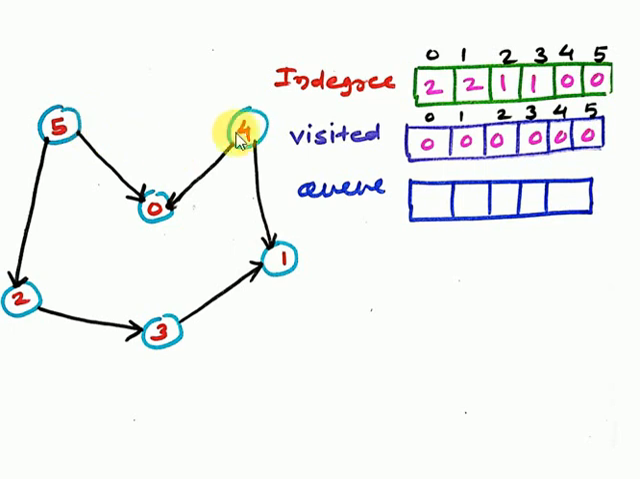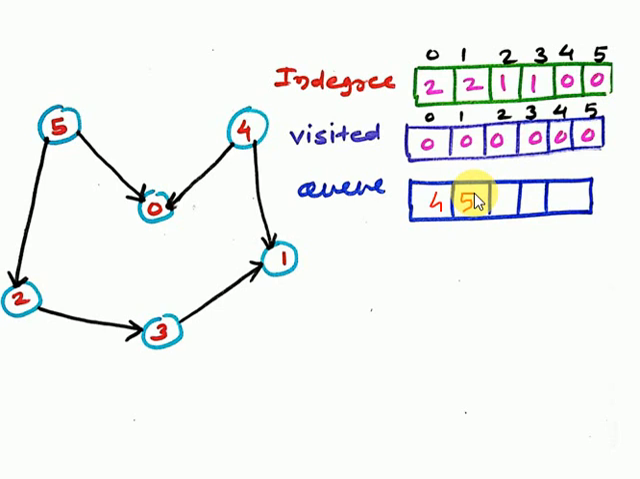So the in-degree of 5 is 0, 4 is 0. The in-degree of 2 is 1, 3 is 1, and that way. The in-degree of 1 is 2, and the in-degree of 0 is 2. Then we have marked visited as 0, 0, 0. Now first of all I'll find the vertices with in-degree 0. So vertices 4 and 5 have in-degree 0.